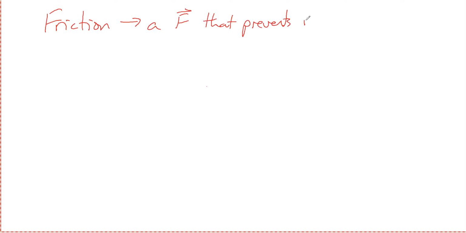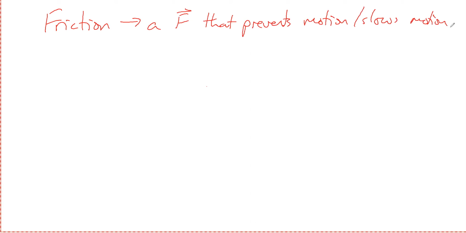Now, where Fn really comes into play a lot has to do with friction, the force of friction. It is a very, very common force used to slow things down, and that's what it does. It's a force that prevents motion or slows motion, that type of stuff.